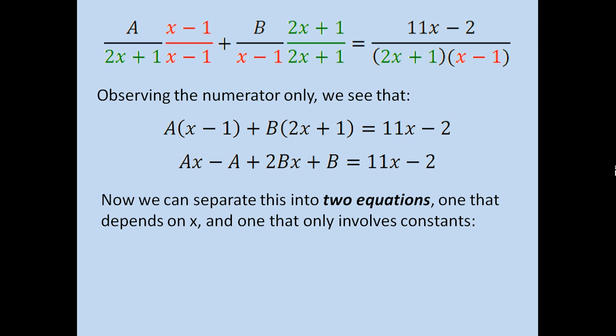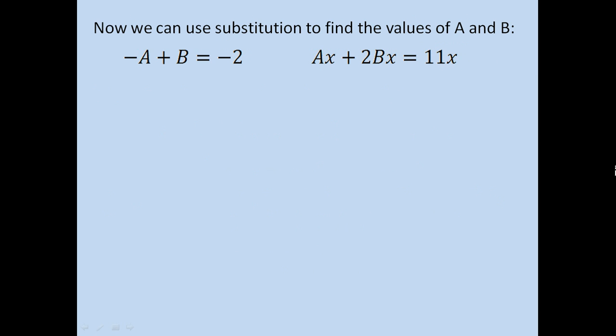And now we're going to separate this into two different equations, one that depends on x and one that only involves constants, so that we can solve for A and B. First we have the elements of the expression that only depend on x, and that is Ax + 2Bx = 11x. And here's the equation only involving the constants, which is -A + B = -2. Now we're going to take these two equations and use substitution to find the values of A and B.